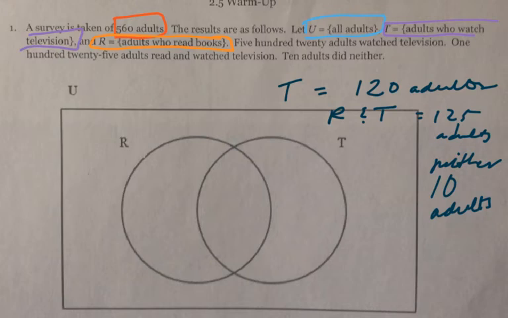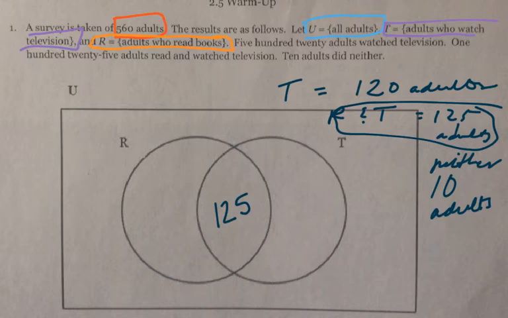When I read this, there's two places I might want to start. The first place I might want to start is the intersection of both who reads and who watches television. And they tell us that 125 adults both read and watch television. So I know that there's going to be 125 adults listed in that intersecting section. Then they tell us that the total number of adults who watch television is, I wrote 120, but y'all should correct me, is 520. But that also includes the 125 adults who read as well.